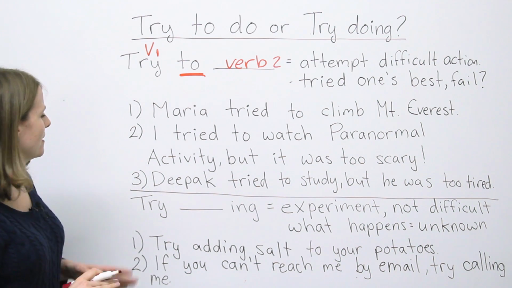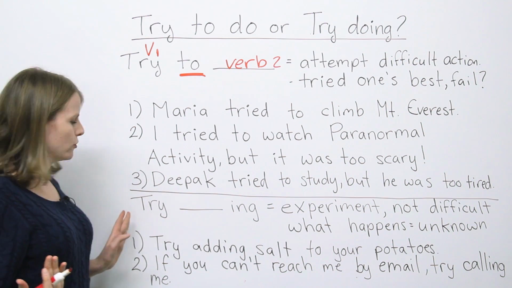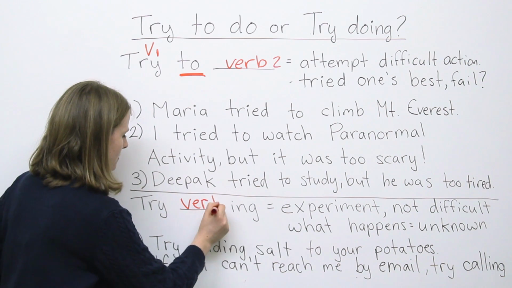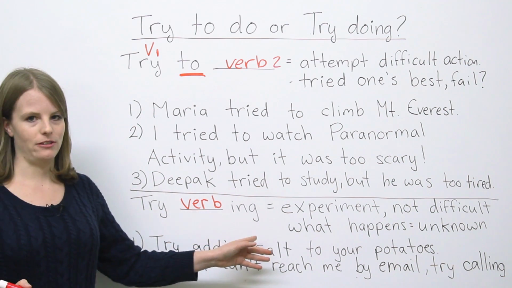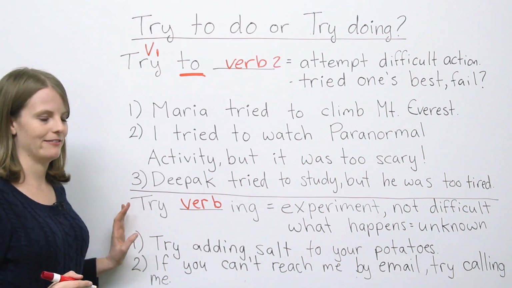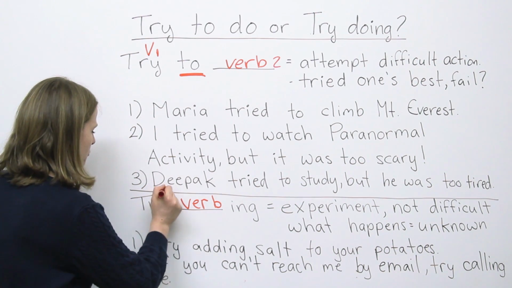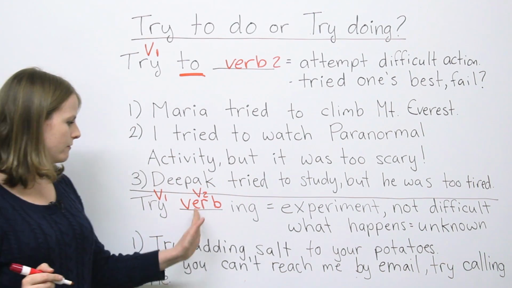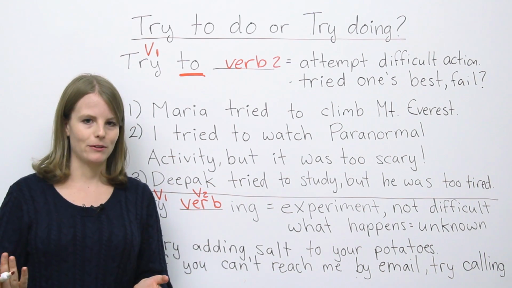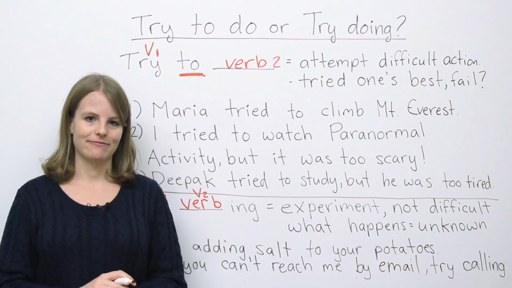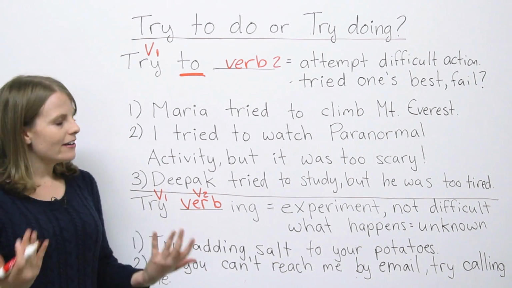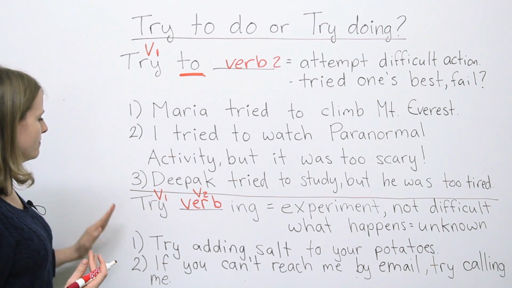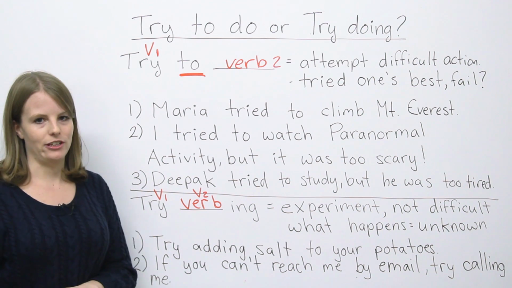Okay? We're going to compare this to try verb, and the verb ends with ing. This is called a gerund. Okay, so again, we have two verbs. Verb 1 is try, and we have a second verb, which is verb ing. So for example, I tried eating healthy. All right, so what is the difference? What is the difference between try to and try verb ing?